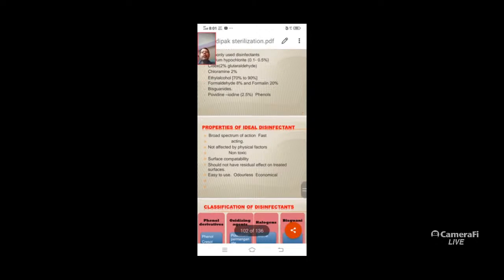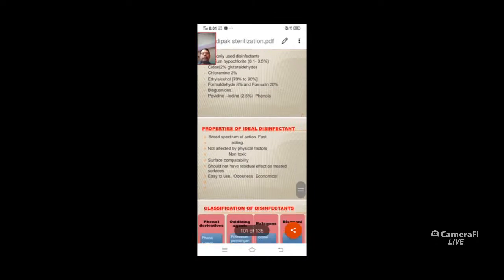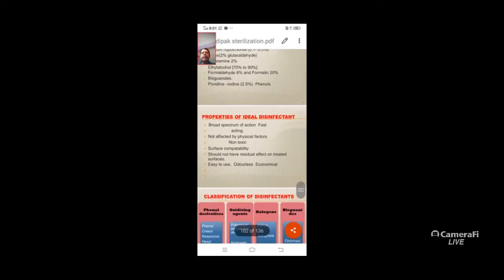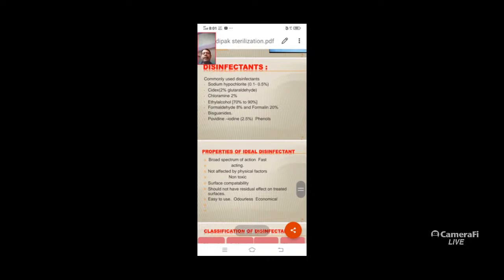So today we discussed the properties of the ideal disinfectant. An ideal disinfectant has a broad spectrum of activity, is not affected by physical factors, is non-toxic, and has surface compatibility, obviously. It should not have a residual effect on the treated surface, and should be easy to use and cheap. So we discussed the chemical agents used as disinfectants as well as sterilizing agents. In the next class we will discuss in detail the biological and chemical indicators for evaluation of sterilization.